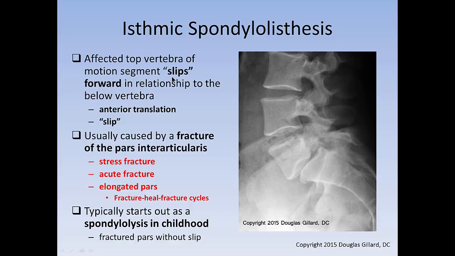Anyway, isthmic spondylolisthesis. So we know what that is. The top vertebra slips forward on the bottom vertebra. It's usually caused by a fracture of the pars interarticularis: stress fracture, acute fracture, elongated fracture. We talked about this, right? It starts out in childhood as a pars defect or spondylolysis. Typically it will start in childhood, and it's very rare for these to light up in an adult.